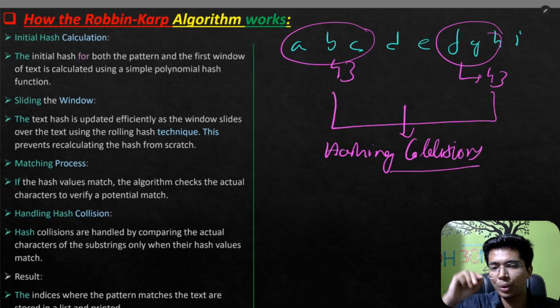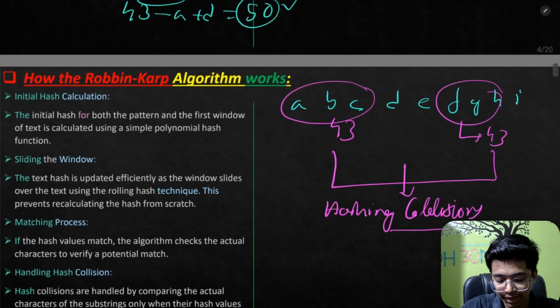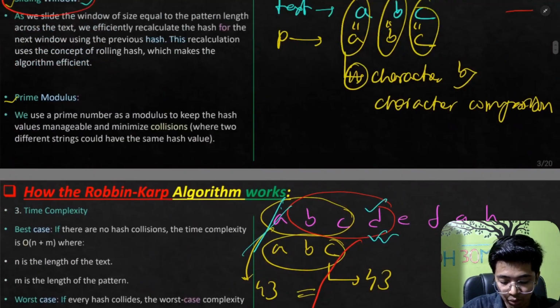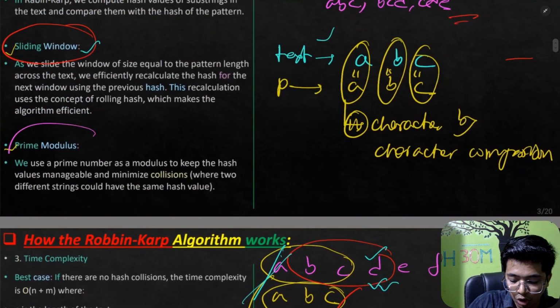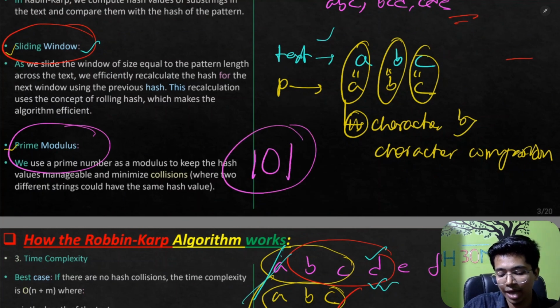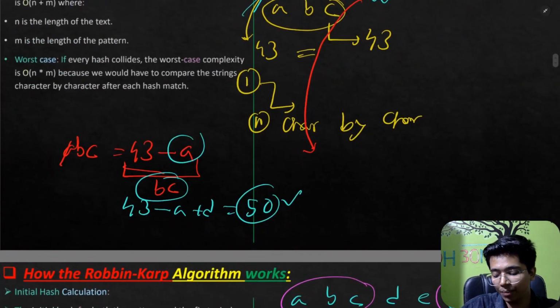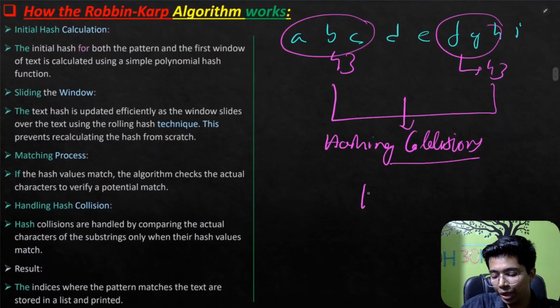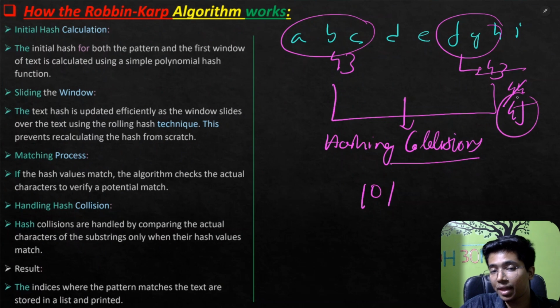To reduce this hashing collision, we take the modulus by a large value, which is called a prime modulus. In our program, we will be using the prime modulus 101. We will be taking the modulus by 101 to reduce hash collisions, so that the hashes become as different as possible. If it is 43, it can become 44 or 45, but it doesn't become 43.